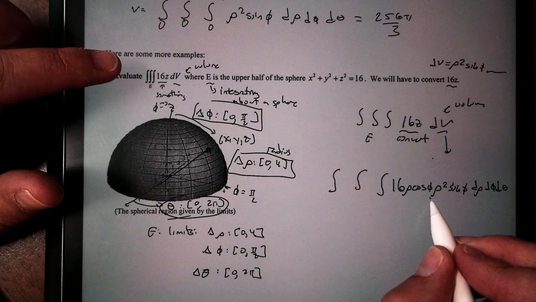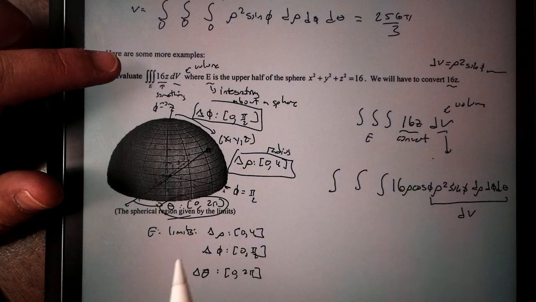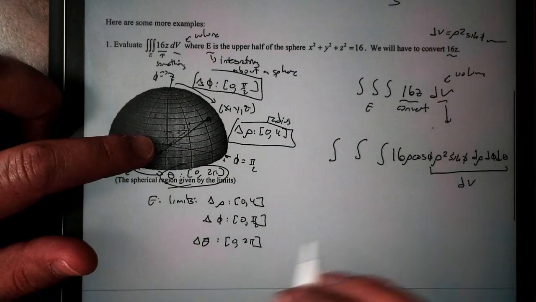Remember this part right here. This is our volume. That's our dV. That's our change in volume right here. And then we can just plug in all of our limits here.